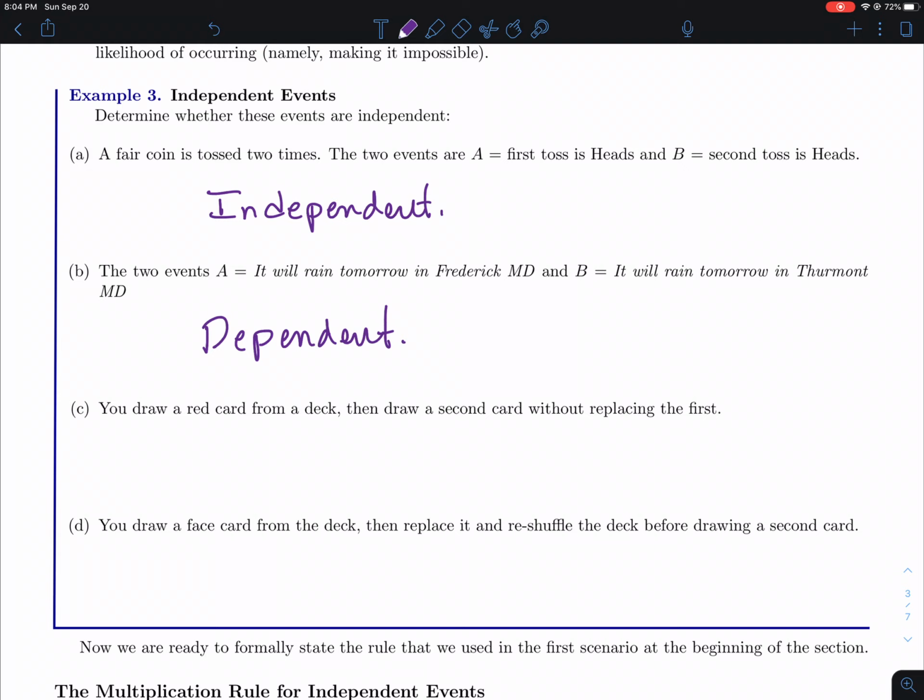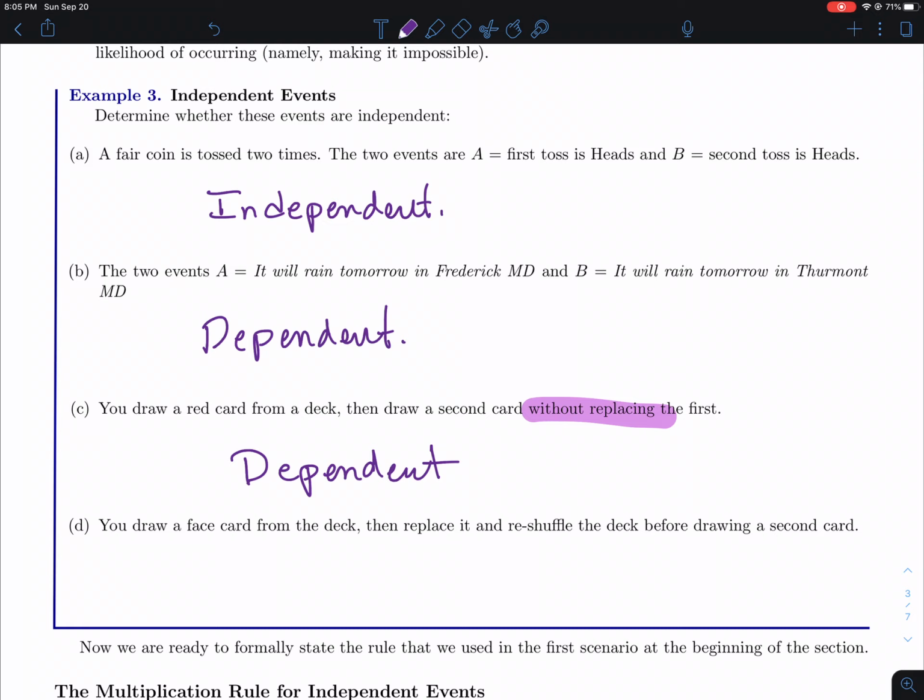All right, so as part C, I draw a red card from a deck, then draw a second card without replacing the first. Again, this is the key word, without replacing. So in this case, I grabbed the first red card, ripped it up, threw it away. Then I drew the second red card. Since it's without replacement, this would be dependent, because the probability the second time around is going to change because I ripped that card up and threw it away.